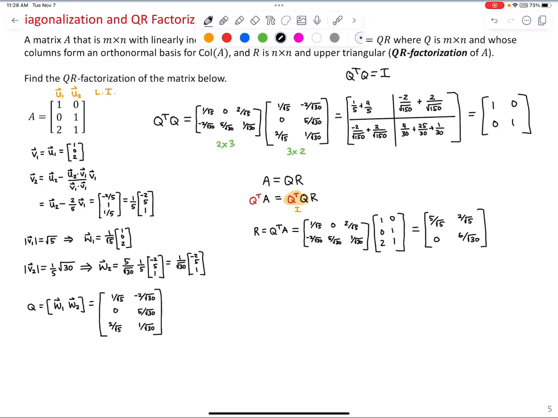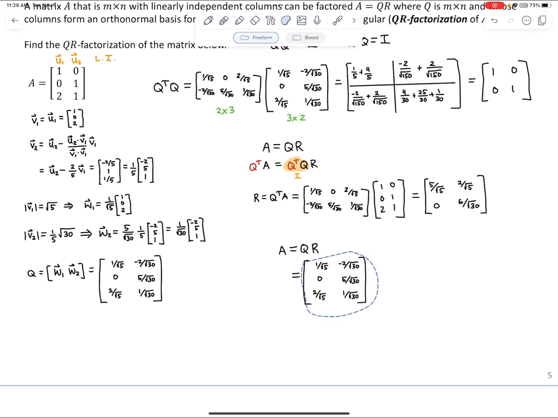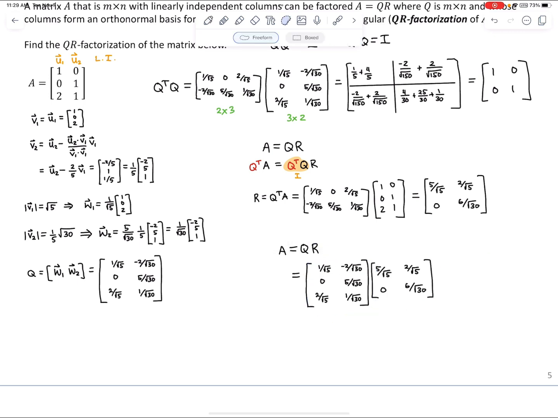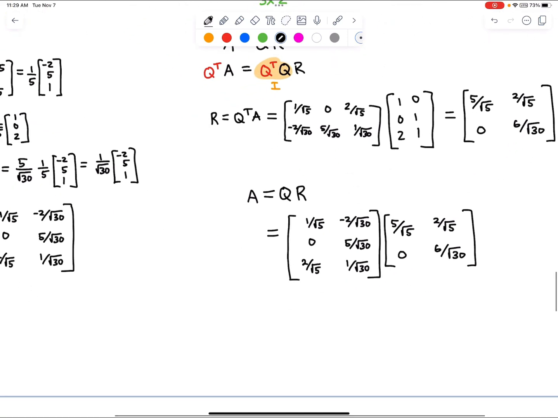Thus, our conclusion is that we have found a way to factor the matrix A into a matrix Q, whose columns are orthonormal, times a matrix R that's square, and that is upper triangular. Here's our matrix Q, here's our matrix R, and I'll leave it to you to verify that when you multiply these two matrices, in the end we do get the matrix A.